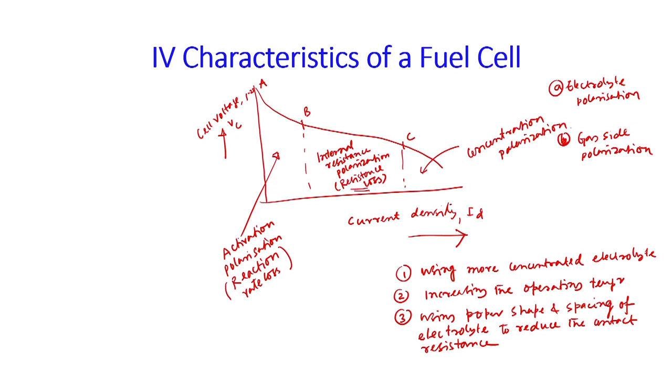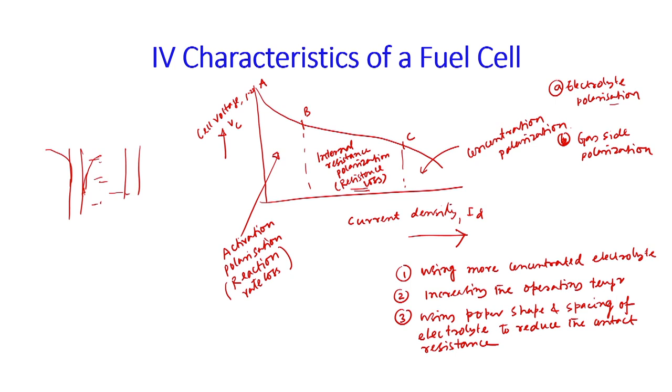If you remember the cell, we have these electrodes and we have electrolyte here. Gas comes here and electrolyte will be touching this side of the electrode, right? That's how it is electrolyte polarization and gas side polarization. In case of electrolyte polarization, this is due to the slow diffusion in the electrolyte causing change in concentration at the electrode.